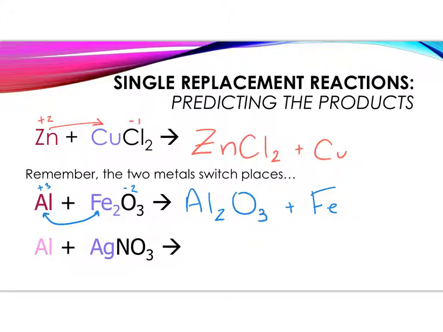All right, in the next example, we have aluminum, and it's reacting with silver nitrate. Nitrate has a charge of negative 1. In this example, silver has a positive 1 charge. Aluminum has a positive 3 charge. So aluminum and silver are going to switch places. When that happens, we have aluminum nitrate, so it's going to be Al(NO3)3, and that is going to leave our silver as the free metal.